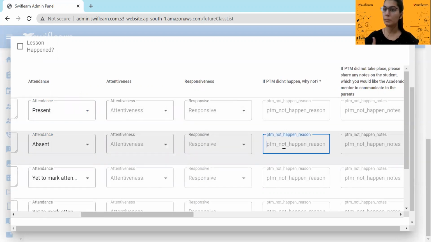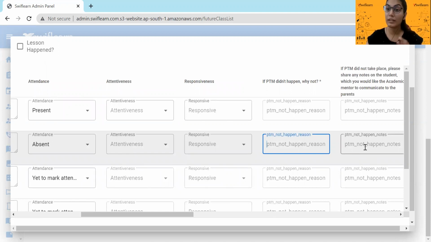So here the reason would be that the student was absent, and if the PTM did not take place, please share any notes on the student which we could communicate to the student's parent. For example, if you want to communicate to the parent that the student is punctual, regular to class, and really responsible in class as well, you can simply jot that down and we'll make sure that the parent is made aware of the same.